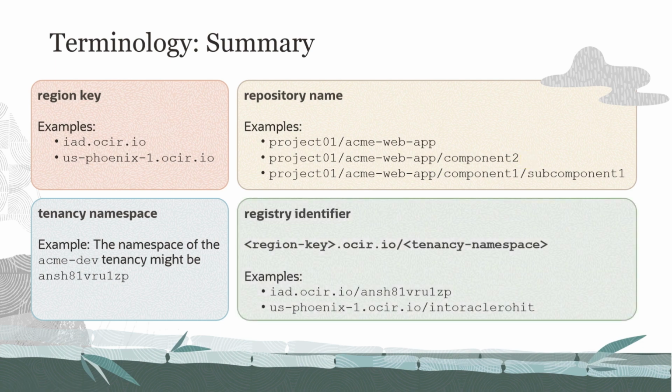Registry identifier. A registry identifier is the combination of your container registry region key and the tenancy namespace. It has the following structure: region key.ocir.io/tenancy namespace. As you can see in the example, we have a region key for the US Ashburn region, iad.ocir.io/a random alphanumeric string for our tenancy namespace.